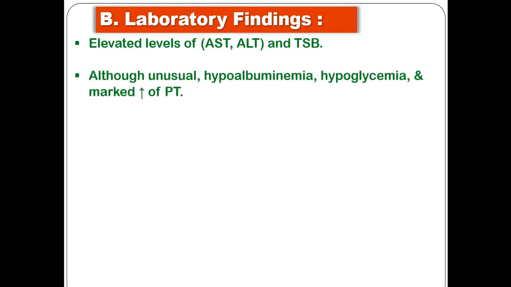Then after that we will go to investigation, and will be about the lab findings about the serology and the liver function. There will be an elevation of the liver enzymes, that is aminotransferases AST and ALT, and total serum bilirubin, of course. Although unusual, the liver function may be affected by hypoalbuminemia, hypoglycemia, and a marked increase of the prothrombin time, and this is an indicator of liver impairment, and it's very important and significant, although it is rare, unusual.